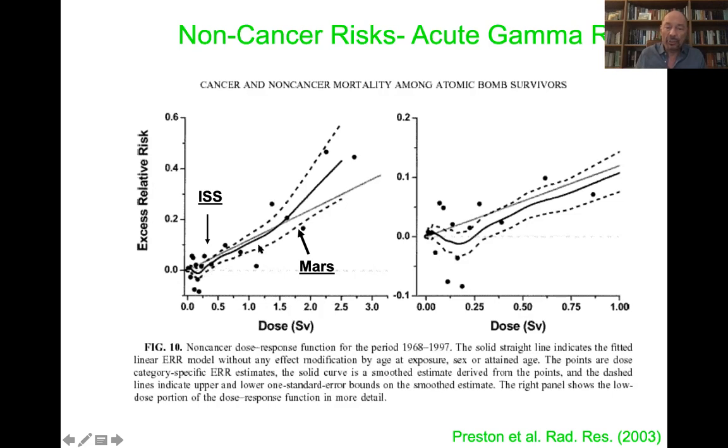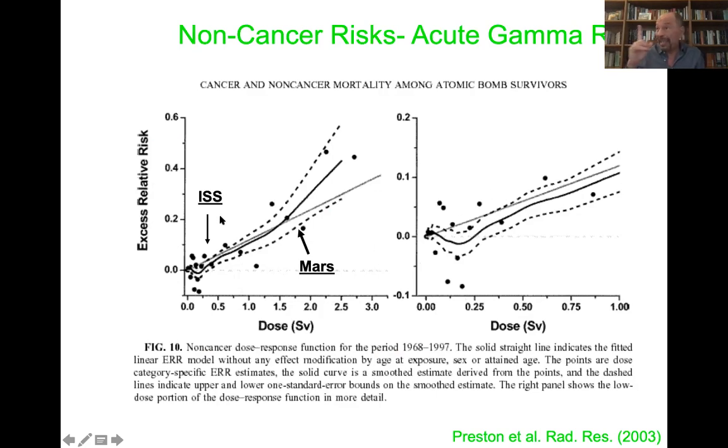It's clear, you see, that if you go to high doses, let's say doses higher than 0.5 or 1 sievert, there is a clear increase in the excess relative risk. This is a zoom at low dose, where you see that in this region below 0.5 it is very difficult to know whether this is statistically significant or not, because there is a very large scatter.